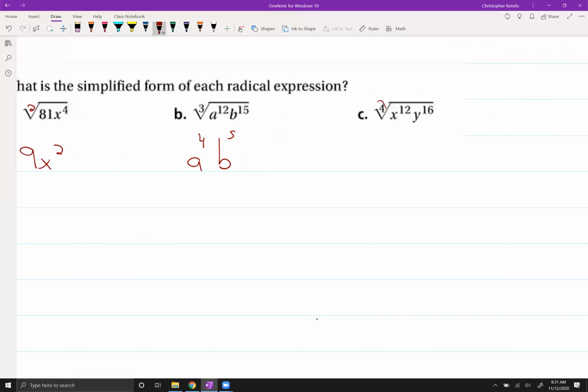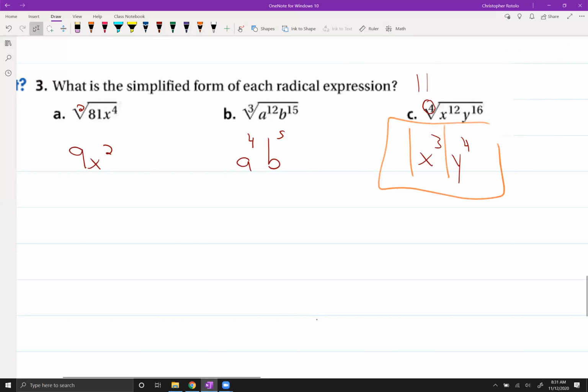Now I'm back to an even, so that means I'm thinking about absolute value bars. I get x to the 12th, so that's x to the 3rd, y to the 4th. All right, here we go. So I went from even to odd, so my x to the 3rd has to be surrounded by the absolute value bars in my final answer.